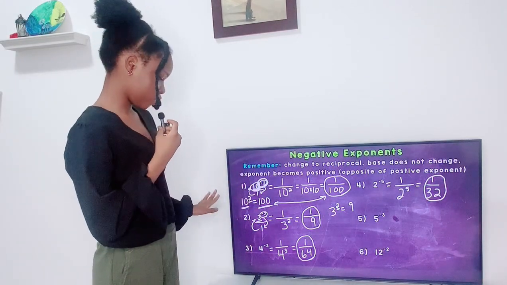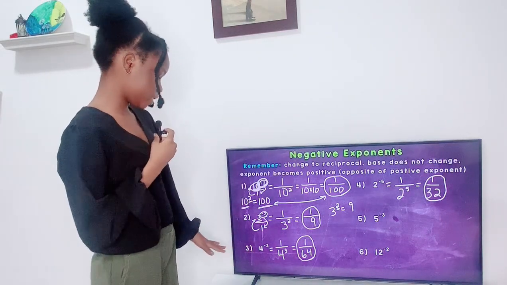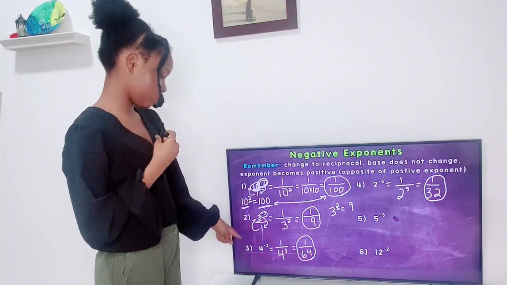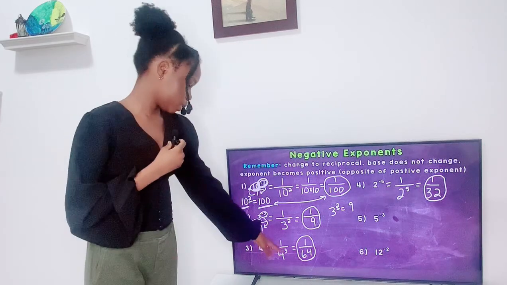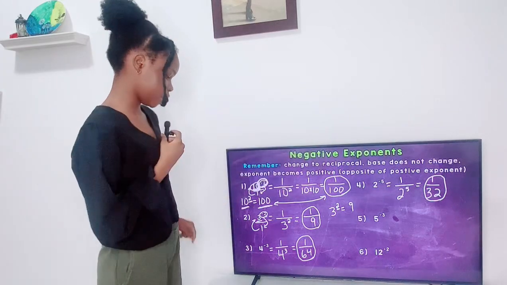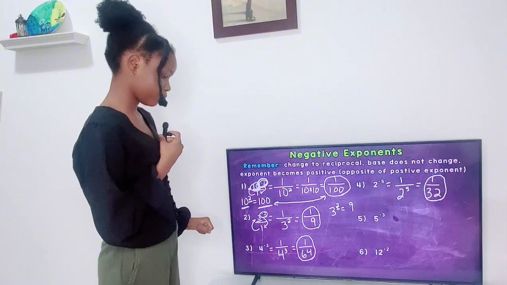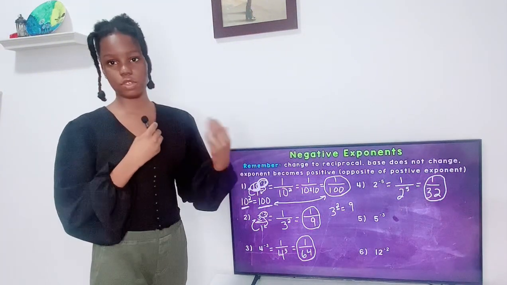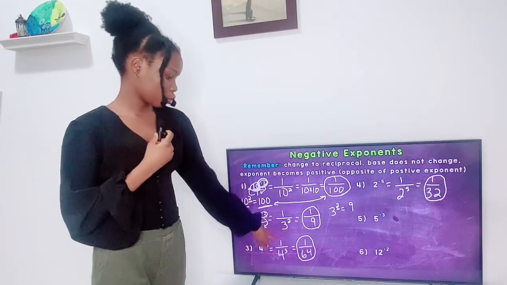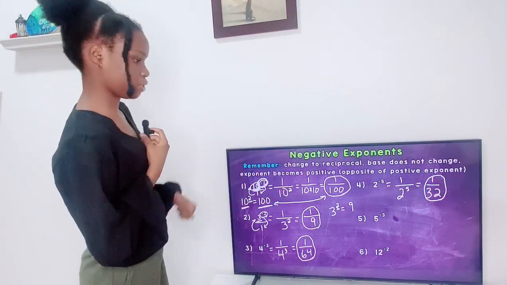So now let's go over to number 3. It's pretty easy, right? We have 4 raised to the power of negative 3, which is equals to 1 over 4 raised to the power of 3, because we changed to the reciprocal. Base does not change, our 4. Exponents become positive, this 3. Okay, so 4 times 4 is going to give you 16. Then 16 times 4 is going to give you 64. So 1 over 64. That is going to be our answer.